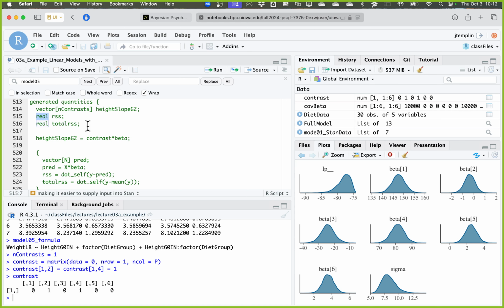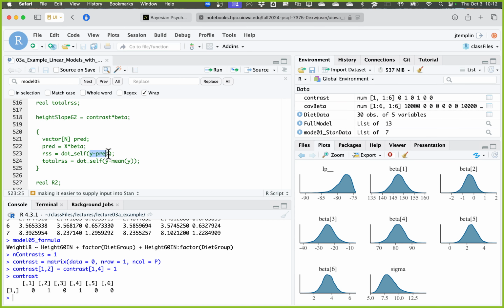Question in the chat, what does the dot self mean? Dot self is basically looking at, if you take the vector y, which is our vector of input data, and you subtract from it the vector of predicted values. So this is y minus the predicted values. This is a residual, right? Y minus the prediction. It is each element times itself added together. Or put another way, it's the matrix dot product of residual times residual. You can think of it as like a sum of squares, where each element is squared and then added together. Does that answer the question? Great. Thank you for asking.